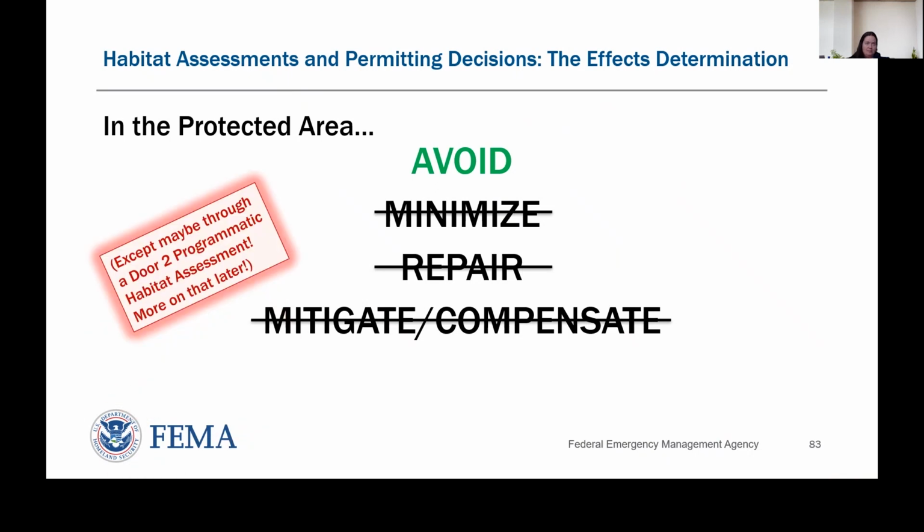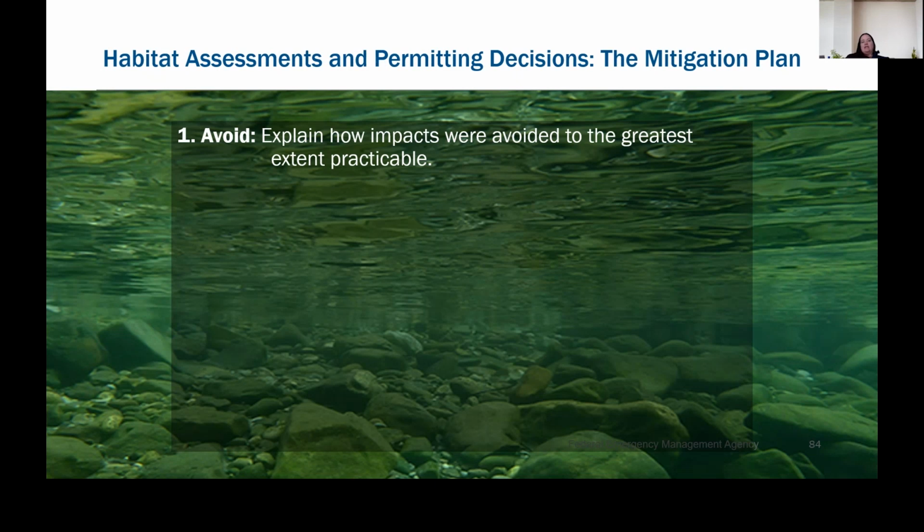But, except maybe if you go a programmatic habitat assessment route. But for any impacts that are in the SFHA outside of the protected area, you're going to need to have a mitigation plan that's going to explain all of this. First of which being how impacts were avoided to the greatest extent practicable. That's in the design of the project, and then in the activities and that whole detailed description of what's being proposed.